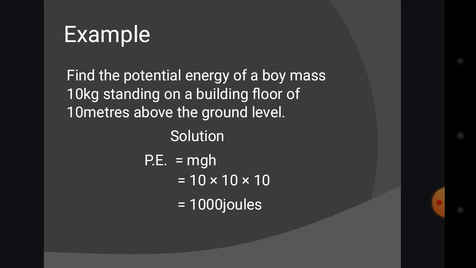So if we are to find the potential energy, we have to use this formula, so that we may be able to find the potential energy of a particle, a body or an object. This is the potential energy of that boy, that is 1000 joules. So this is for the potential energy.